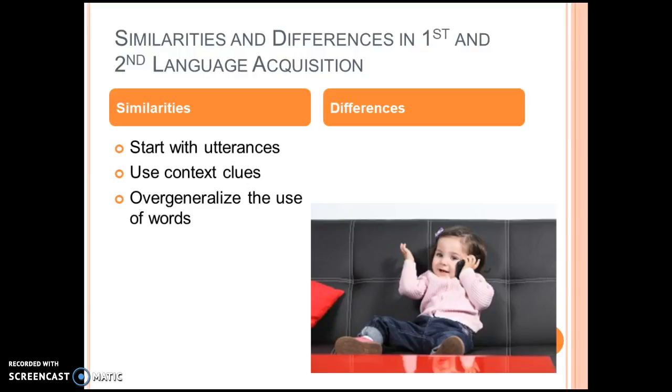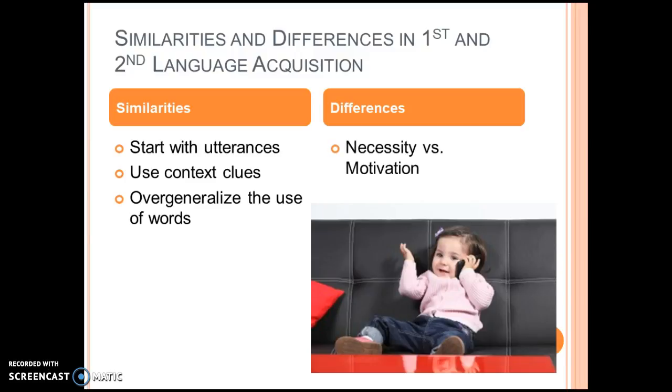And somewhere along the line, somebody has to teach me, no, if it's a female, it is your aunt. If it's a boy, it is an uncle. So that is just an example of overgeneralizing the use of words. And like I said, somebody's got to teach you somewhere along the line when to use that and when not to use that. The difference between your first language and your second language is mostly necessity versus motivation.